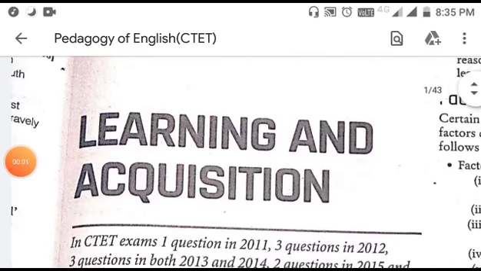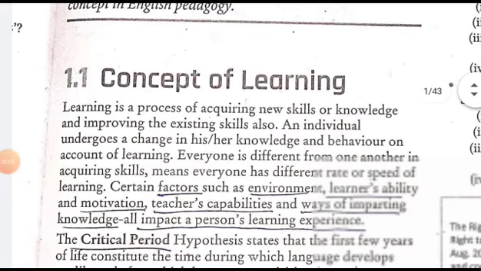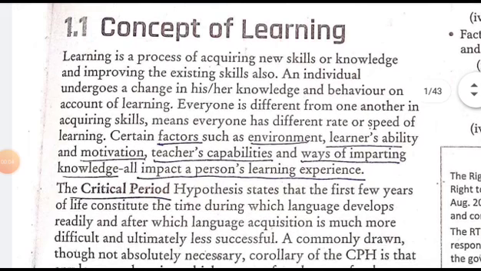Chapter 1, Learning and Acquisition. Concept of learning. Learning is a process of acquiring new skills or knowledge and improving the existing skills also. An individual undergoes a change in his or her knowledge and behavior on account of learning. Everyone is different from one another in acquiring skills, which means everyone has a different rate or speed of learning.